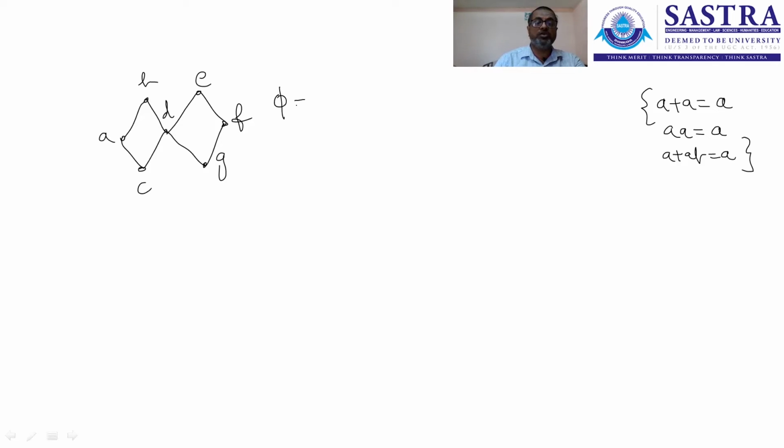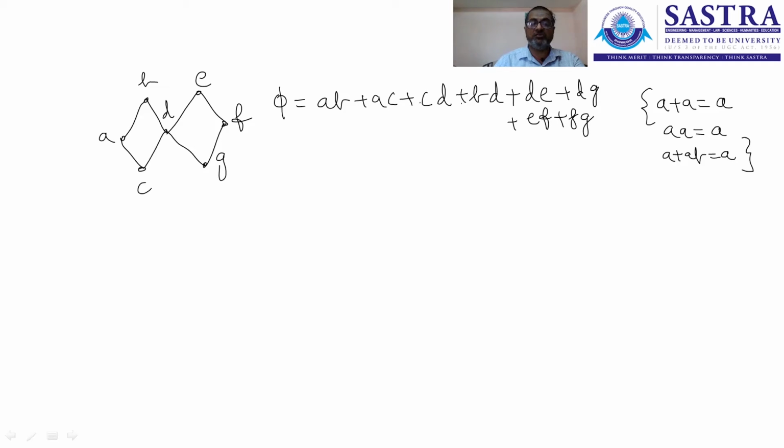So now I write down the edges here: AB plus AC plus CD plus BD plus DE plus DG plus EF plus FG. Okay, so now I have 4 plus 4, 8 edges, which are expressed as a Boolean expression here. 1, 2, 3, 4, 5, 6, 7, 8.